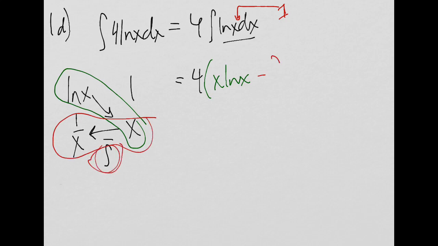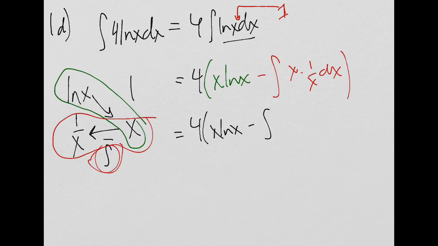So minus the integral of x times 1 over x dx. Now if I work this out, I get 4, open parentheses, x ln x minus the integral. When I multiply these two right here, I get 1 dx. What's the integral of 1 dx?